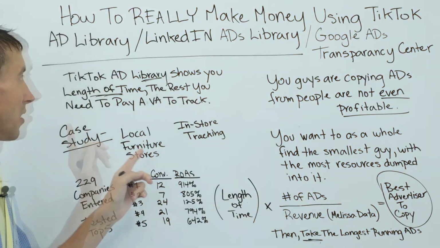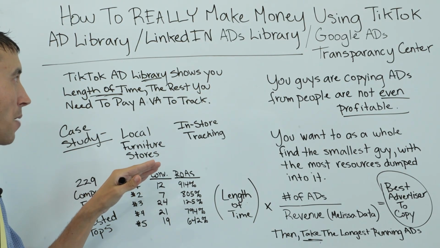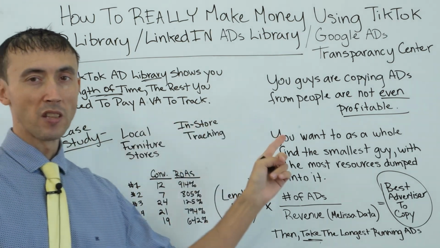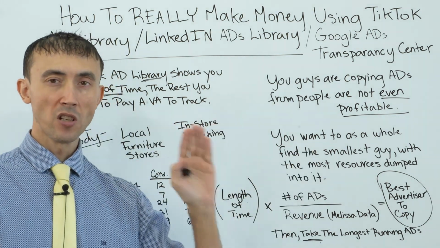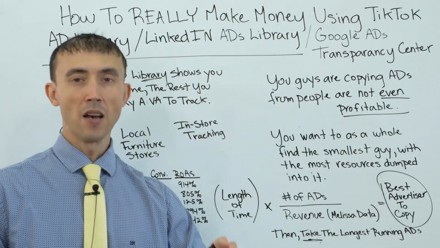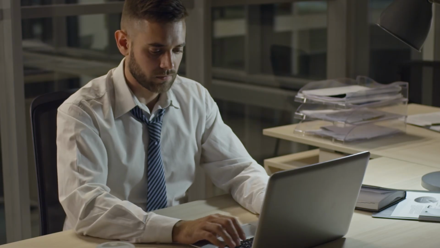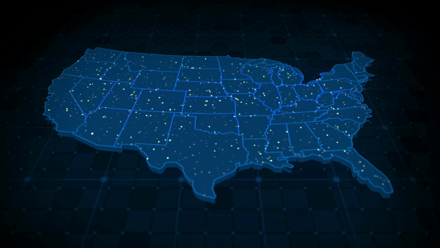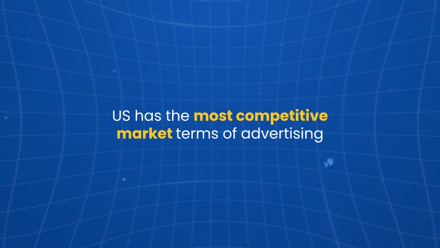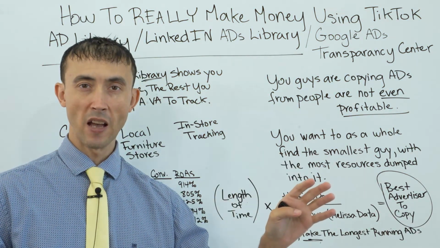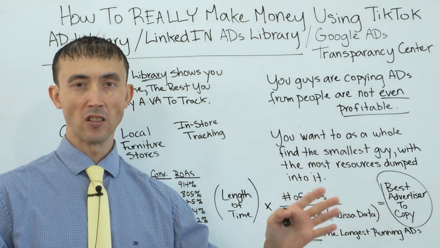However, with the Facebook ad library, LinkedIn ad library, and Google Ads Transparency Center, you need to pay a virtual assistant to track this. So if you are serious about making money with ads, truly serious, you need to get in gear, get a Google Sheet together, and write down every single competitor in your market, locally and nationally. And if you're not in the US, do it in the US, because the US has the most competitive markets in terms of advertising. We're the best at it. No offense to anybody else, but the best, most cutting-edge advertising starts in the US.